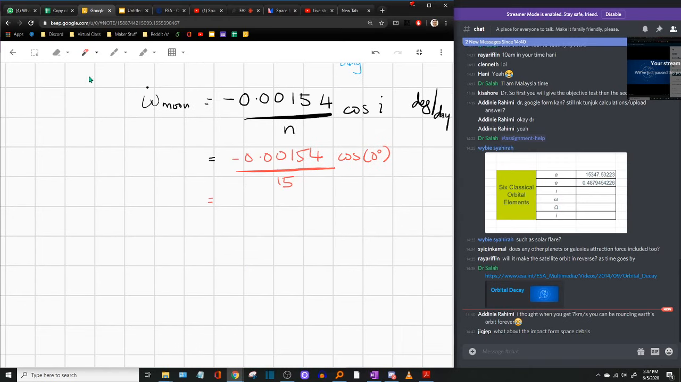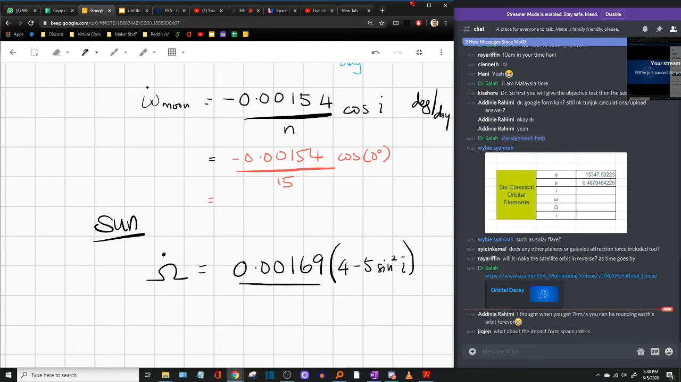So let's look at the sun. What does the sun do? You might think the sun will change our orbit more. So how much will it change our right ascension of ascending node? The formula can be given as this: 4.5 sine squared of i, divided everything by n. The unit is also degree per day.